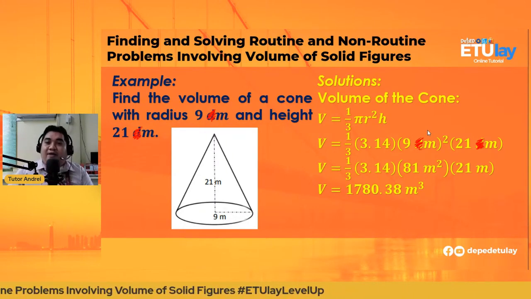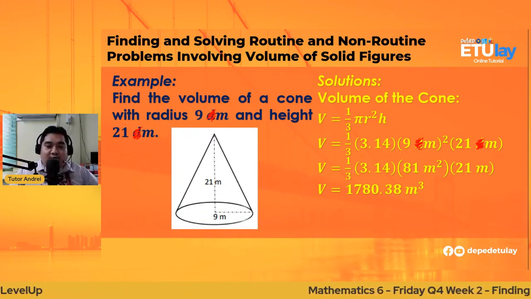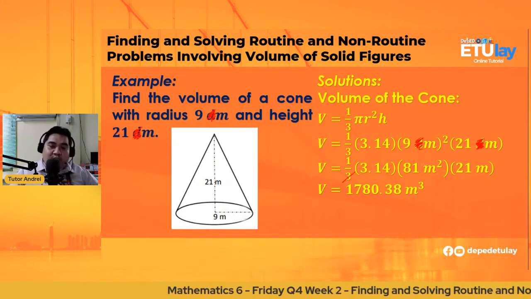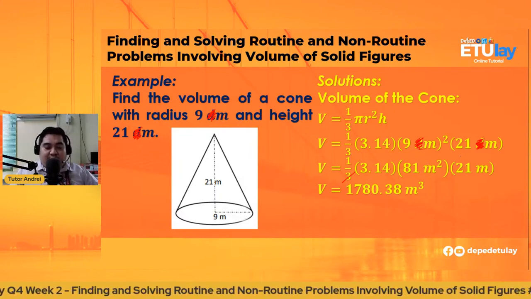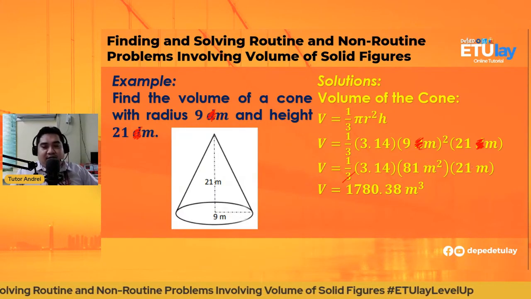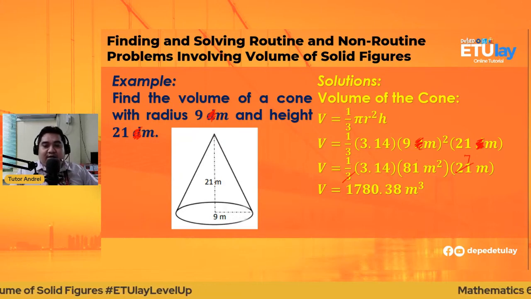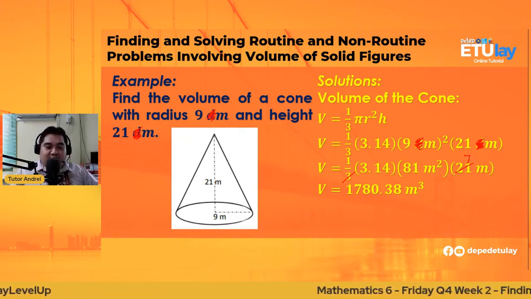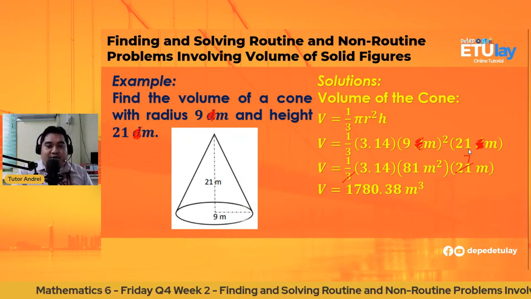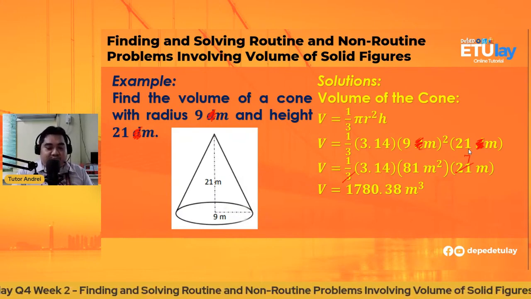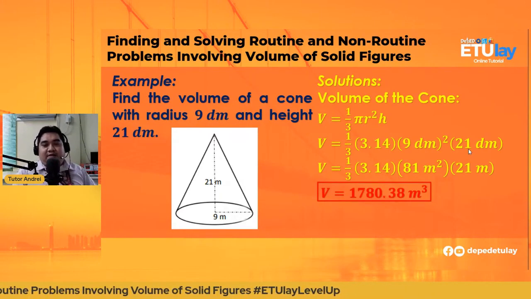And take note, since meron tayong fraction na 1/3, we may apply the cancellation method. So we may cancel 3, and you can use either 81 or 21 since 81 is divisible by 3 and 21 as well is also divisible by 3. So para mabilis, let's have 21 na lang. So this will become 7. So we now have 1 times 3.14 times 81 square meters times 7 meters. So therefore the result will be equal to 1,780.38 cubic meters. So that will be the final answer. So that will be the volume of the given cone.